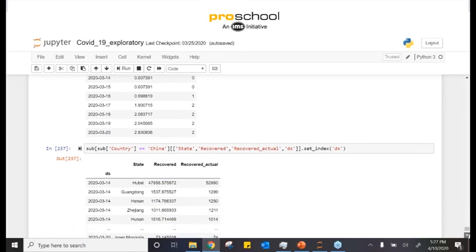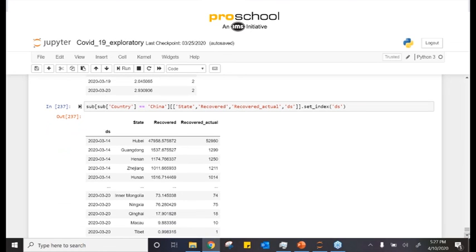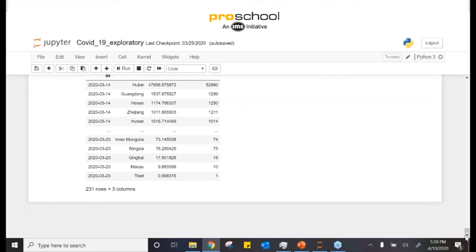Here, for China, we look at the different states, and what the recovered and actual values are. The values come out in a somewhat staggered form, but like Inner Mongolia, 73 cases recovered and 74 predicted. 75 for Ningxia, and it gives 76, 18 and 17, 10 and 9, almost 10. So in most cases it's giving a good result, not so bad.